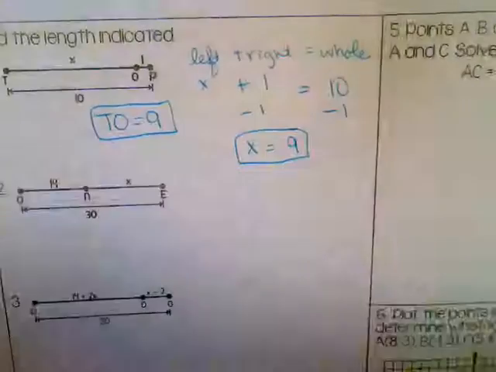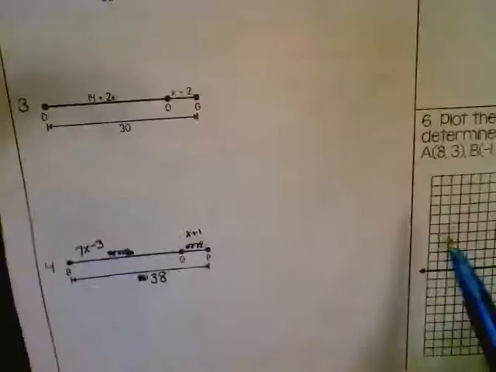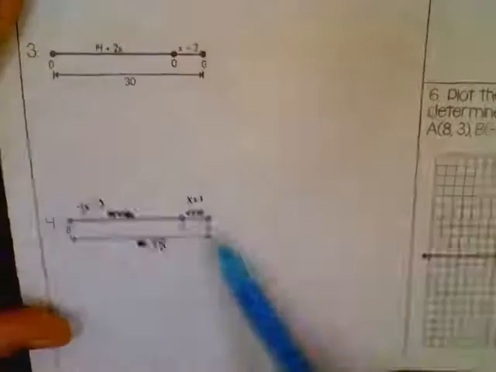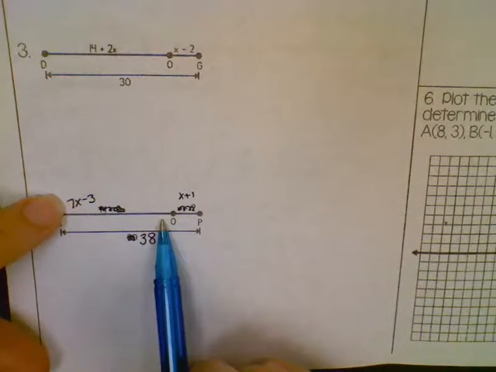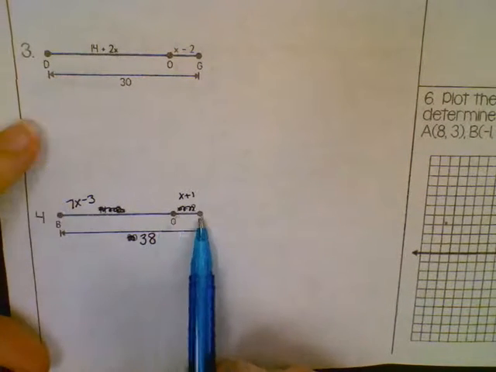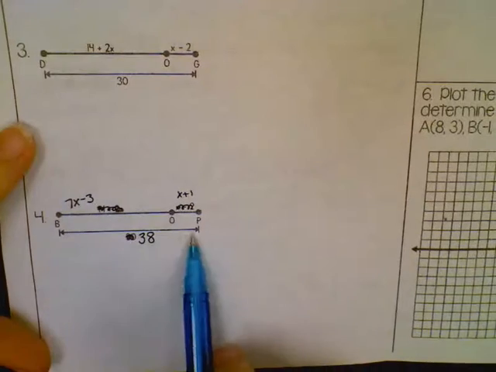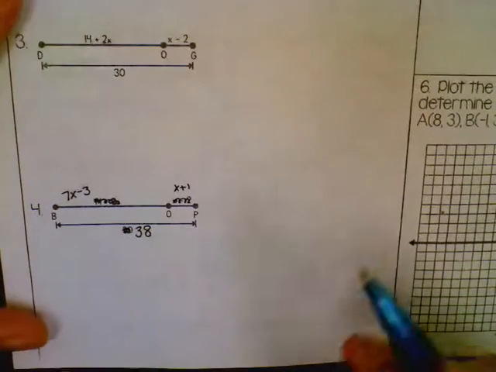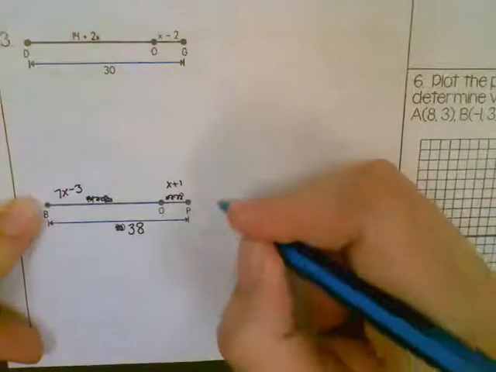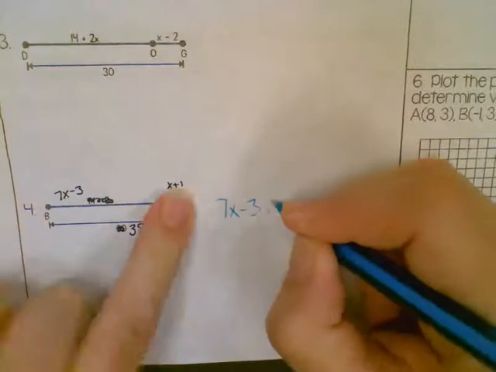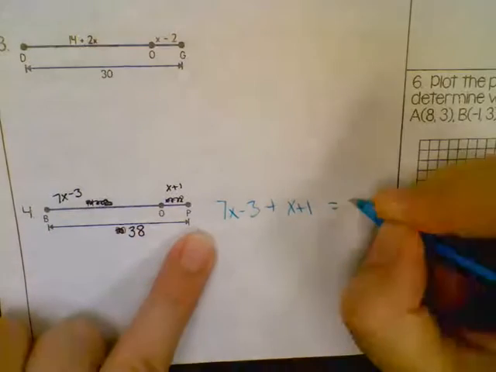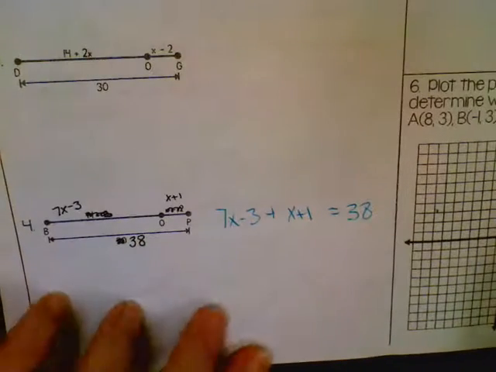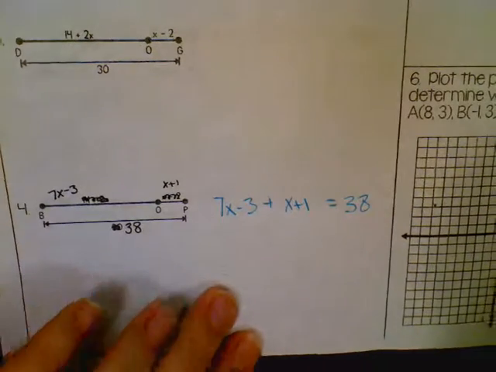Okay, so if you looked at question number 4, then you would have realized that there was a typo there because it said the same thing as question number 3. So I made up a new problem for us. So we're going to say that BO is 7x minus 3 and OP is x plus 1, and then the whole thing is 38. Okay, so left side, 7x minus 3, plus the right side equals what the whole thing is, 38. We get that? Very good.